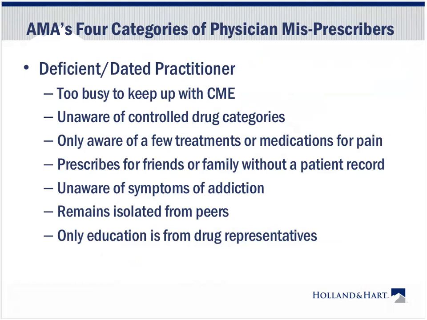So the first category is deficient or dated practitioners. They're not keeping up with their CME credits. They're unaware of the controlled drug categories. They don't have a broad knowledge of various medications. They might prescribe for friends or family without a patient record. Again, not doing something that's intentional, but just basically negligent. Unaware of symptoms of addiction. They don't interact with peers. And dangerously, their only education is coming from drug representatives. So that's the first category, just deficient, ill-informed practitioners.